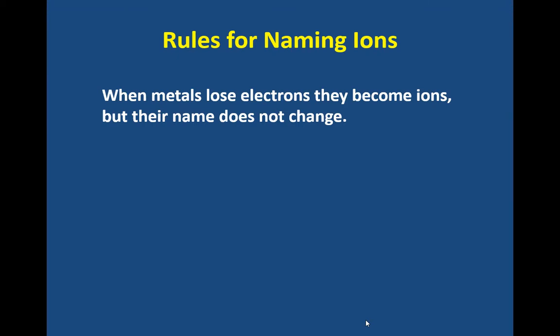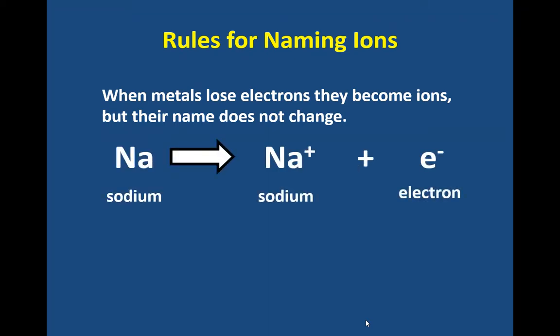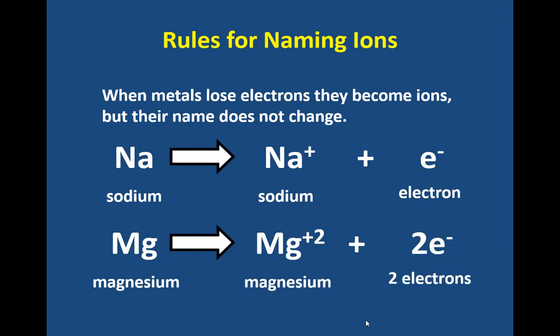When metals lose electrons, they become ions, but their name does not change. So, example, sodium is Na, then sodium becomes ion. So, nadagdagan siya ng electron or nabawasan, no? So, remember, sodium is metal, so it loses electron. So, kapag nakapag-lose siya ng electron, sodium becomes ion.